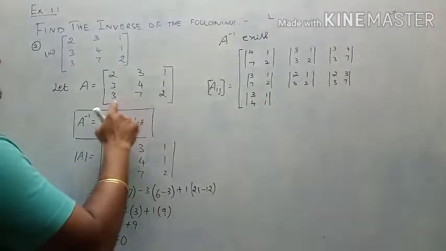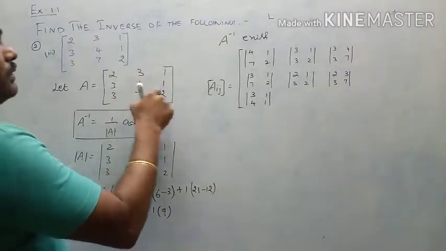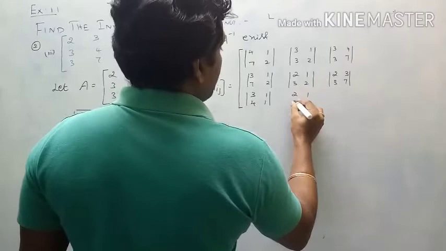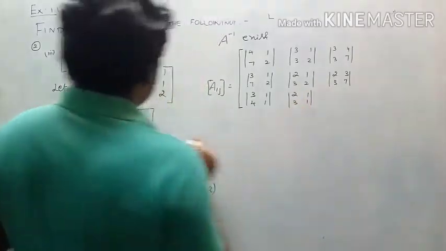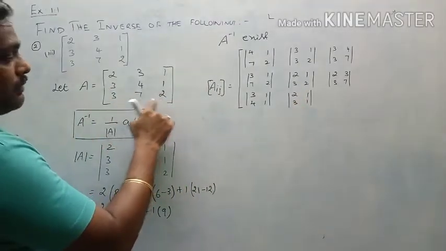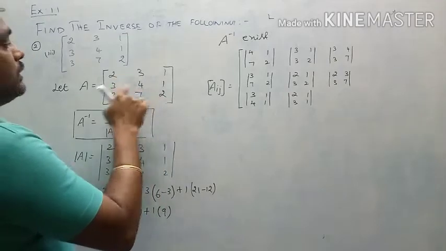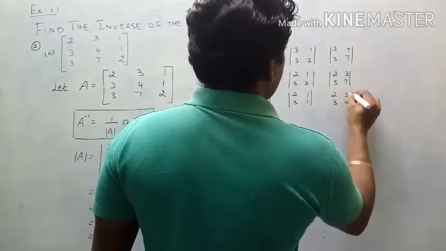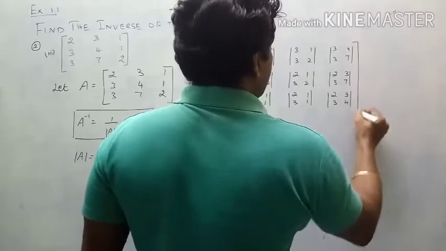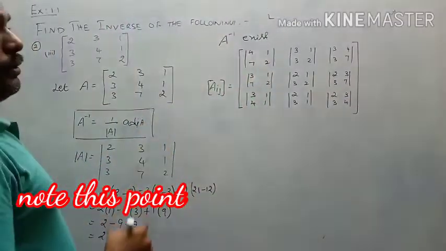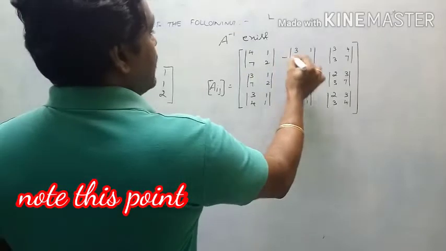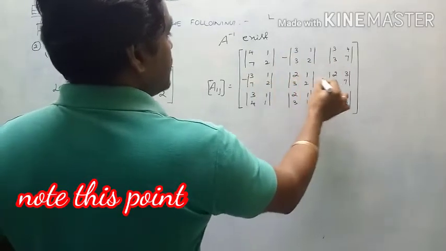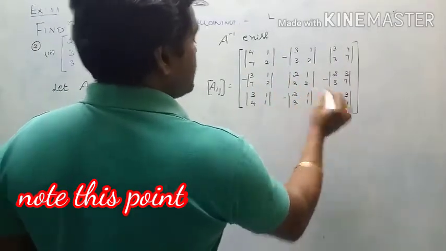For this element 7, just leave the respective row and column. 2 1 3 1. For the last element 2, just leave the respective row and column. 2 3 3 4 left. Got it? Follow alternate signs. Plus, minus, plus, minus, plus, minus, plus, minus, plus.